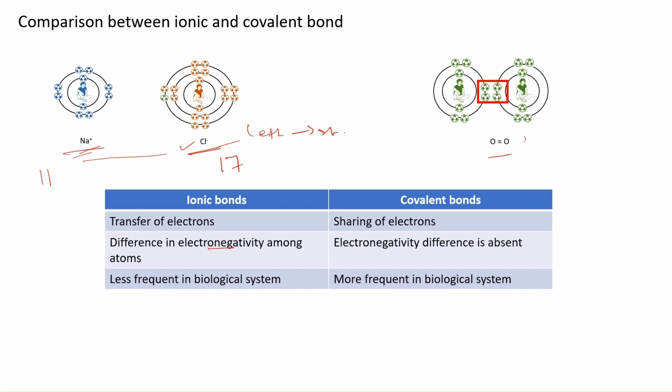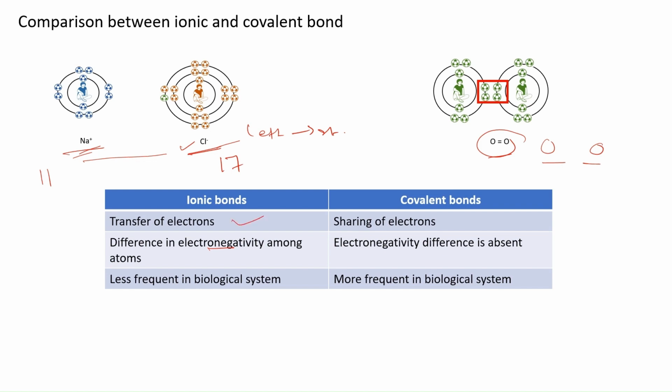In case of the oxygen molecule, both the atoms involved are oxygen. So the difference in electronegativity is absent. Clear? So covalent bonds are the bonds which are formed when the involved atoms have negligible or no electronegativity difference. Correct?